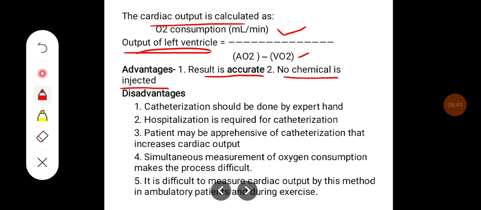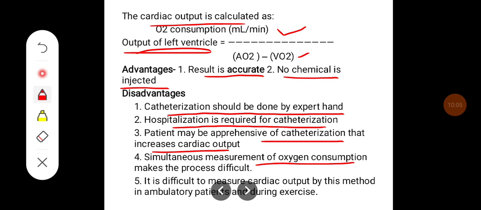Some of the disadvantages: the catheterization should be done by expert hand. Hospitalization is required for catheterization, and patient may be apprehensive of catheterization that increases the cardiac output. Simultaneous measurement of oxygen consumption makes the process difficult. It is difficult to measure cardiac output by this method in ambulatory patient and during exercise.